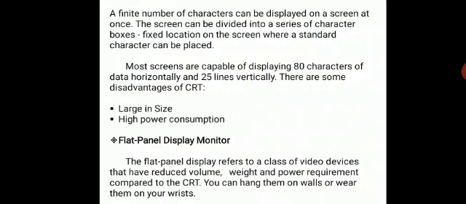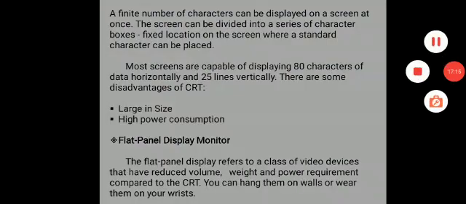There are some disadvantages of CRT. Large in size. Large in size in the sense huge or big size. Next one is high power consumption. It takes a lot of power.